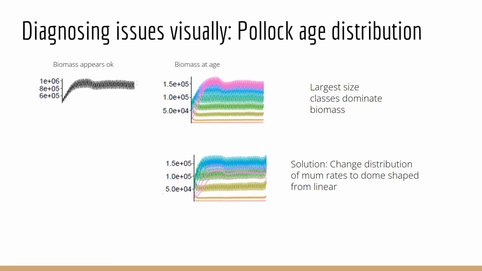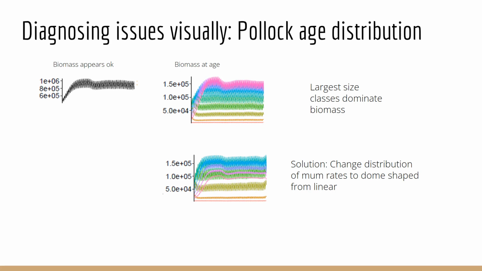So let's try and diagnose this. When we look at the overall biomass, everything seems okay. It looks persisting, it looks pretty stable. But when we look at the biomass at age, it confirms what we got from the diagnostic routine, that the largest size class is dominating the biomass.